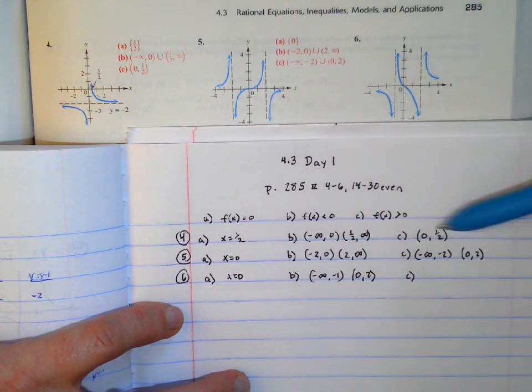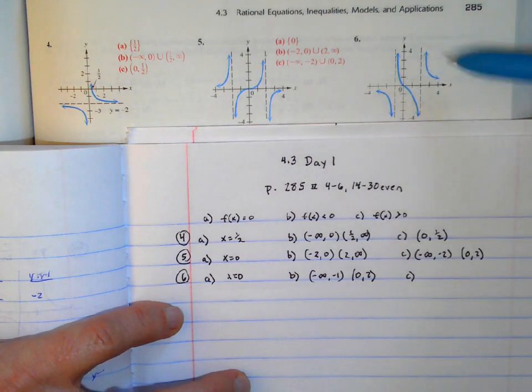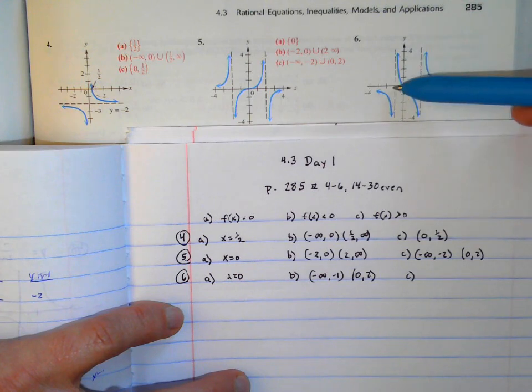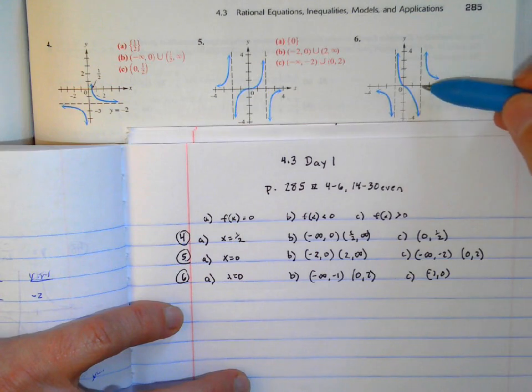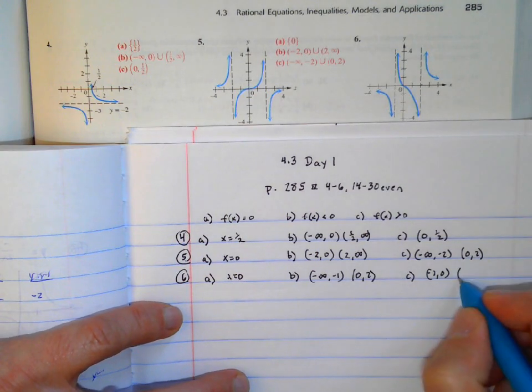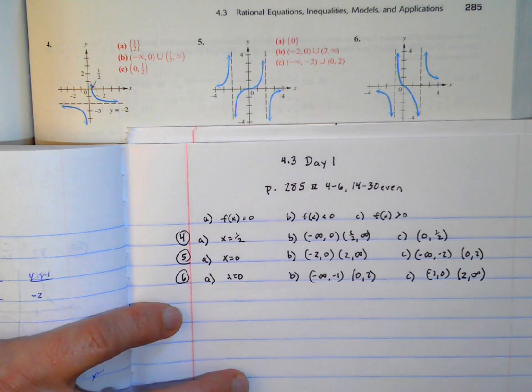Okay, where is it greater than 0? So both greater than 0 here and here. So from -1 to 0. And then from 2 through infinity. Okay, so that's 4 through 6.